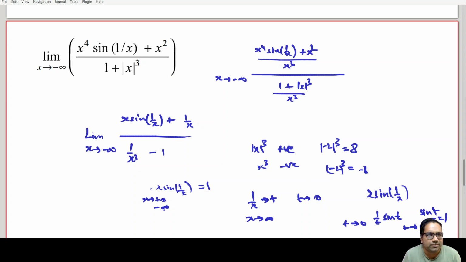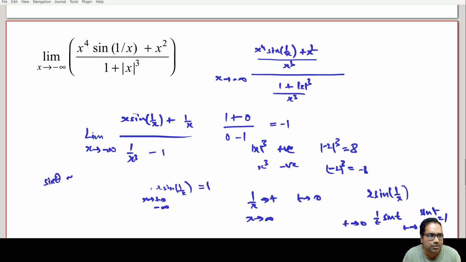So x sin(1/x), when x is tending to plus infinity or minus infinity, is equal to 1. Basically, in this limit, 1 by x is 0, plus 1 by x cube is also 0, and minus 1. So the final answer is -1. This is anyway 1, x and 1 by x, when x tends to plus infinity or minus infinity, it is still 1.